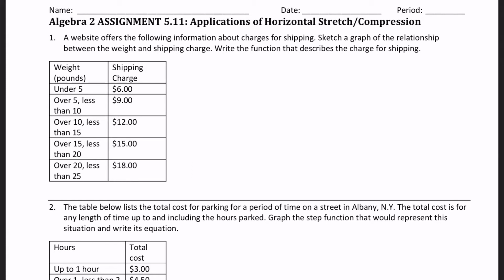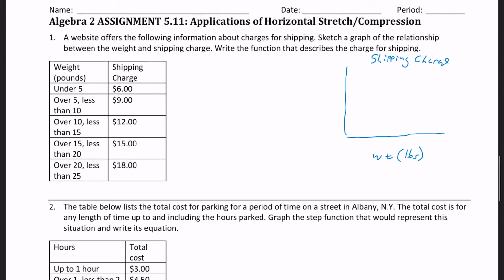So the first thing we always want to do is to give a quick sketch. Be sure that you label all your axes and give your graph a title. So this will be shipping charge. And our x-axis represents weight, but this time our weight is measured in pounds. I'll abbreviate LBS. And our y-axis is going to be cost, and we're measuring our cost in dollars.